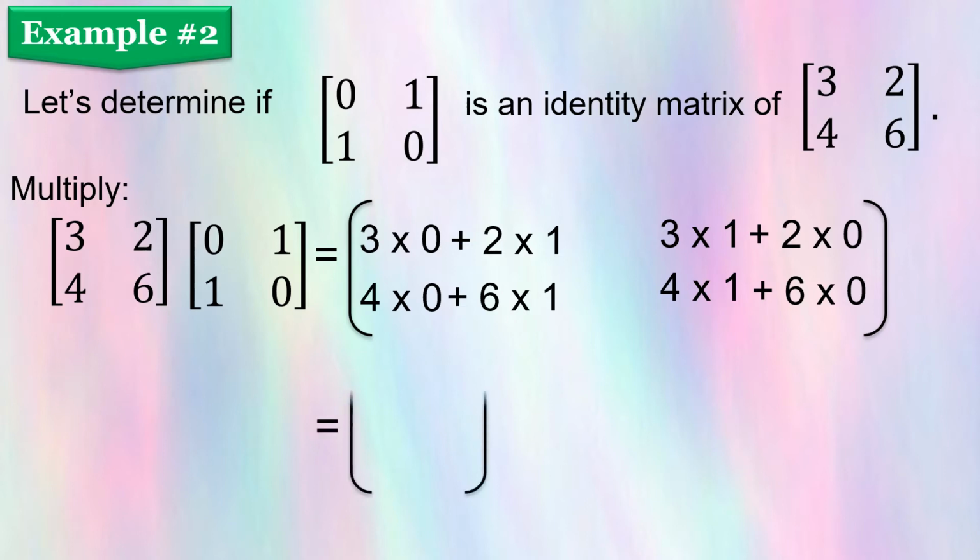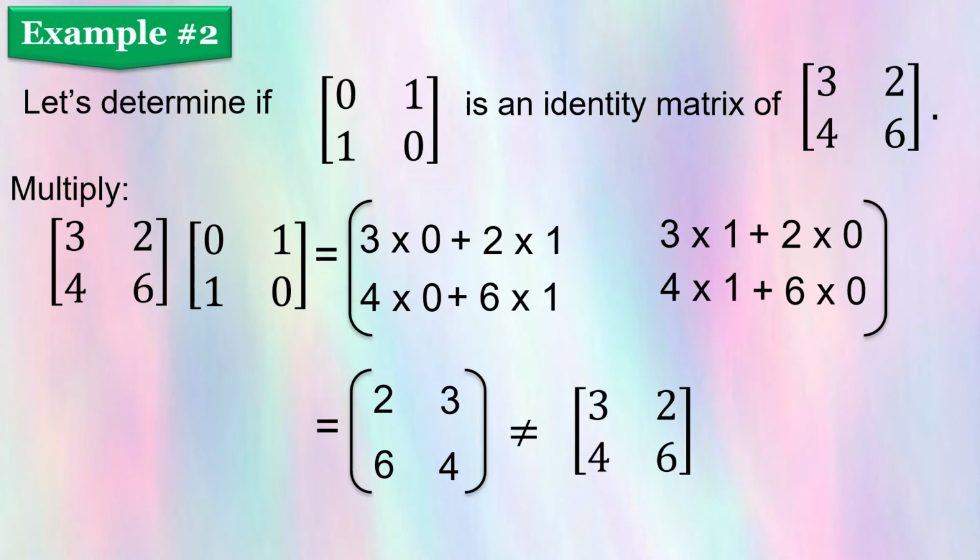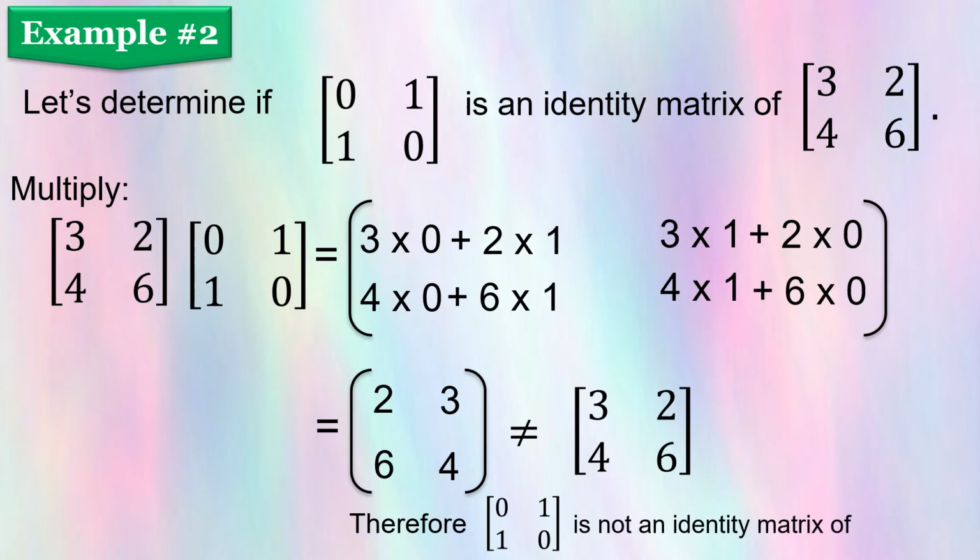Simplifying further, we have 2, 3, 6, and 4. Since it is not equal to 3, 2, 4, 6, therefore 0, 1, 1, 0 is not an identity matrix of 3, 2, 4, 6.